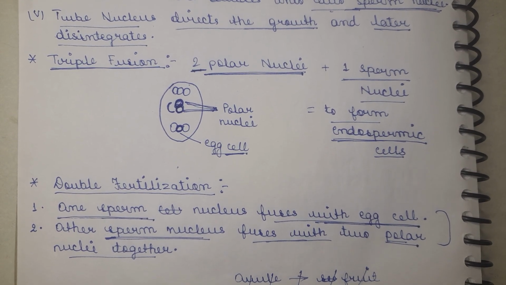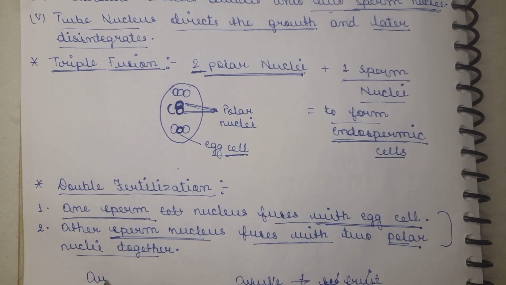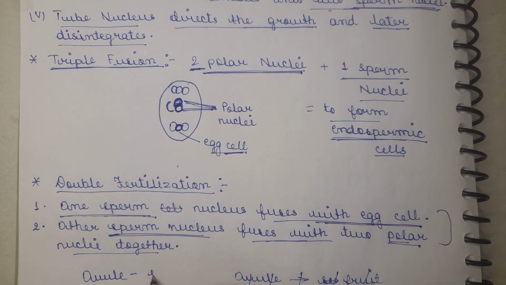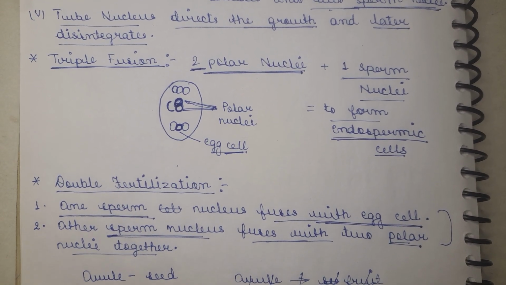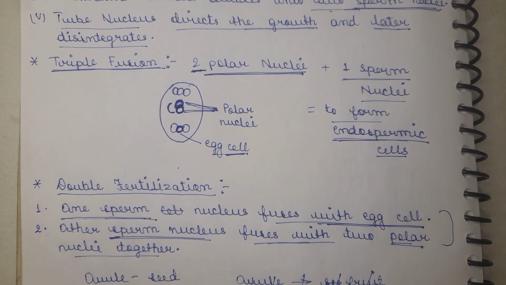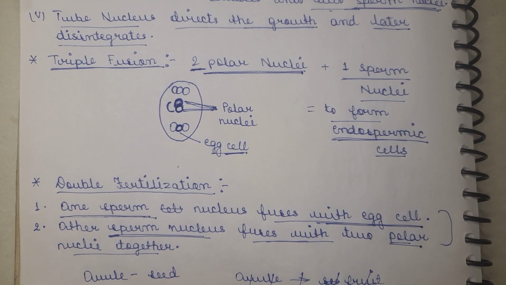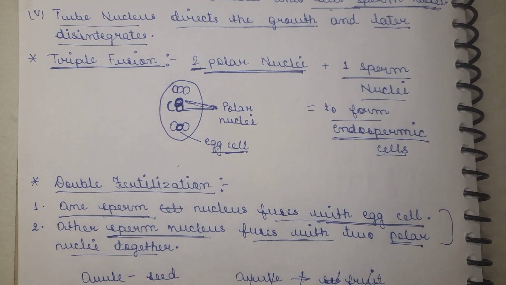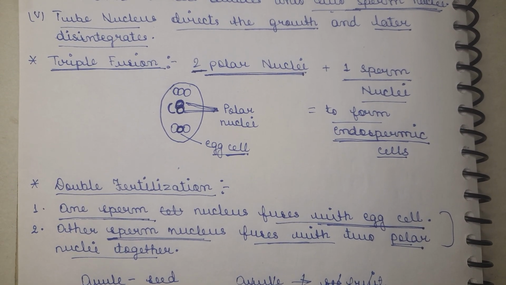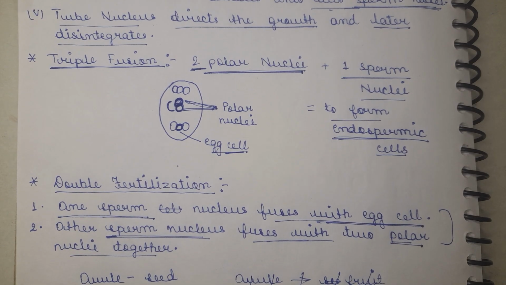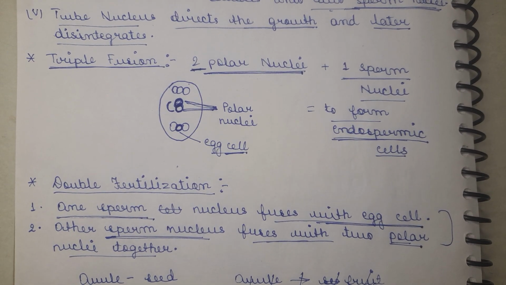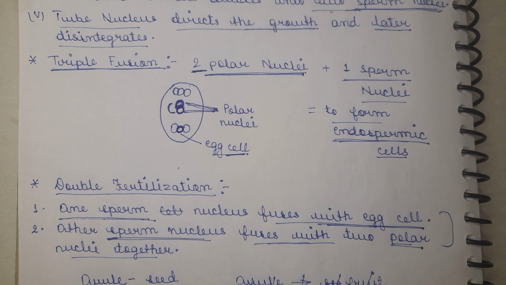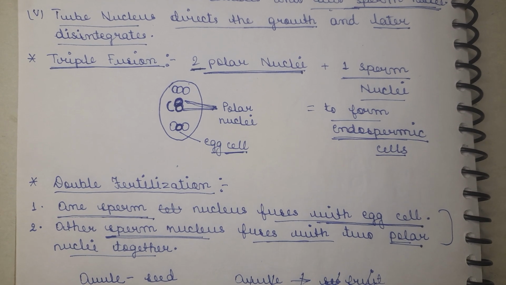Now after this, the ovule becomes the seed and the ovary will form the fruit. All the other parts of the flower will disappear or fall off. In the next video we will understand what happens with the other parts of the flower.